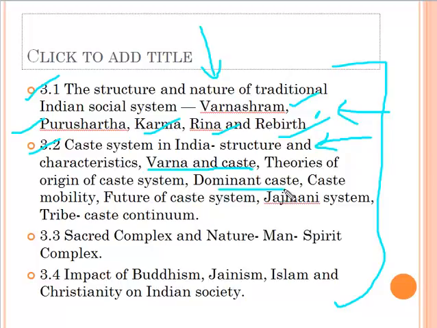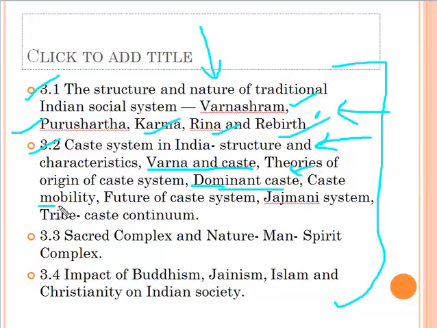Then dominant caste. What is the concept of dominant caste? Who gave this particular concept? Dominant caste means those castes which are more powerful in a particular community or a particular geographical area. And there are different criteria for being dominant, like you should be numerically superior, you should have more property, land and all, you should have political power, more education and all. So who gave this particular concept? What are the different criteria that you have to study here?